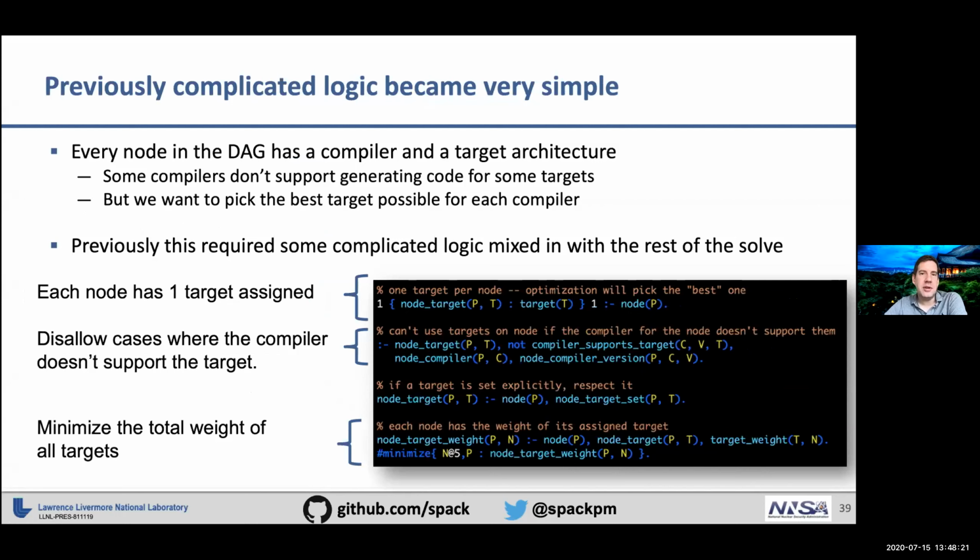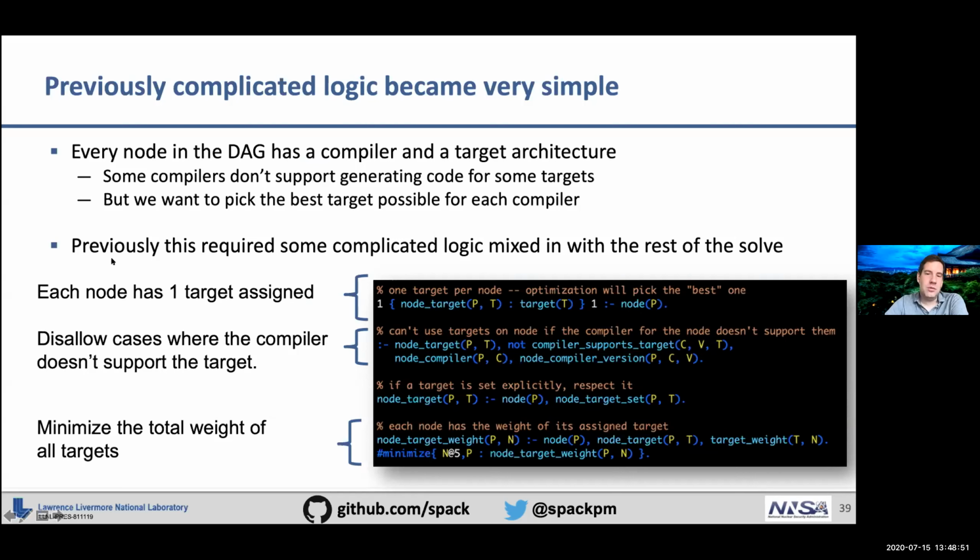Other logic has become pretty simple as well. One of the problems that we had in the previous version of the concretizer is that there was a little bit of a chicken and egg problem between picking a target and picking the right compiler to use for a build. If the user picks a compiler, then you can pick the best target that compiler supports with respect to what you're building on. If the user picks a target, you could pick the compiler that supports that target, or the most recent one. But if they don't pick either, you kind of have to optimize both of those at the same time.